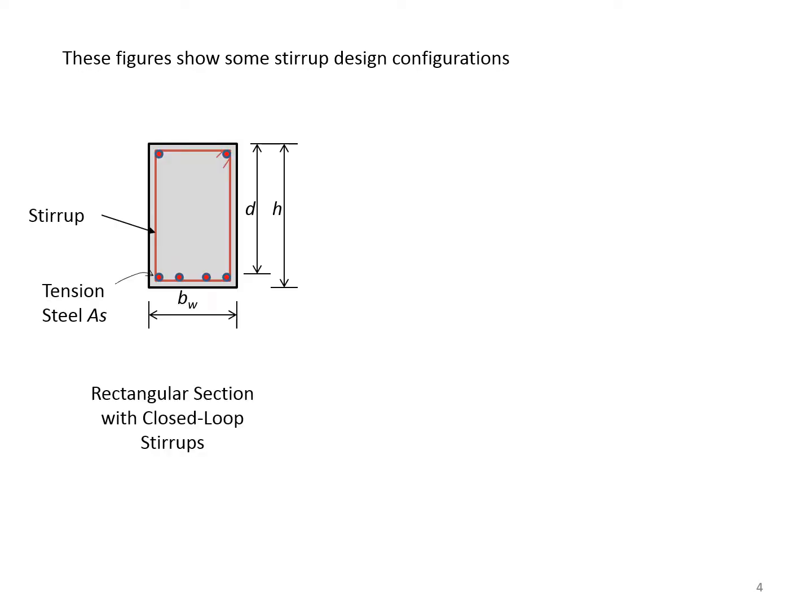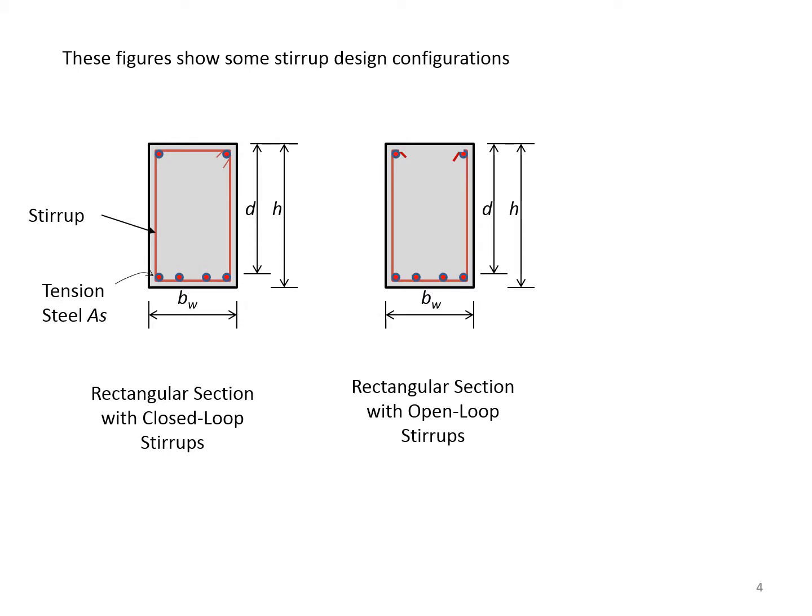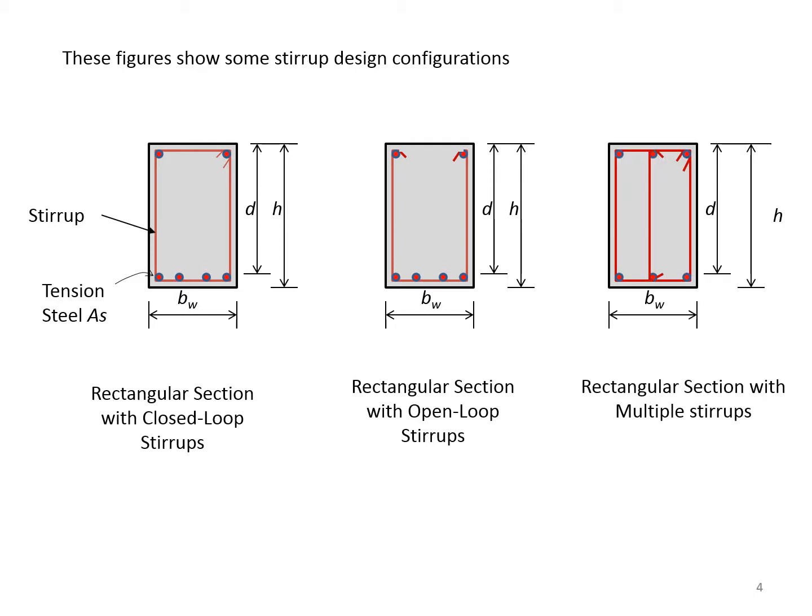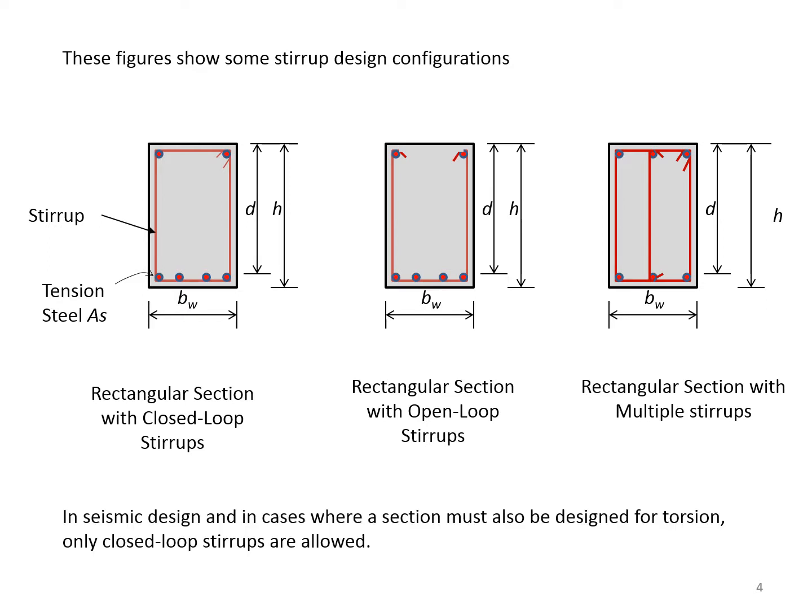These figures show some stirrup design configurations. The one to the left shows a rectangular section with a closed loop stirrup. The one in the middle shows a rectangular section with an open loop stirrup. And the one to the right shows a rectangular section with multiple stirrups. Please note that in seismic design and in cases where a section must also be designed for torsion, only closed loop stirrups are allowed.